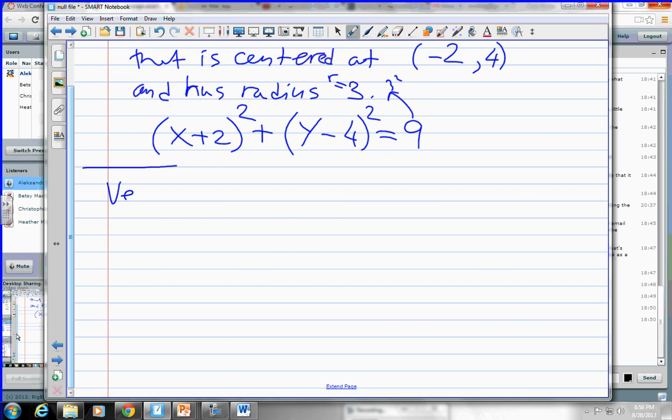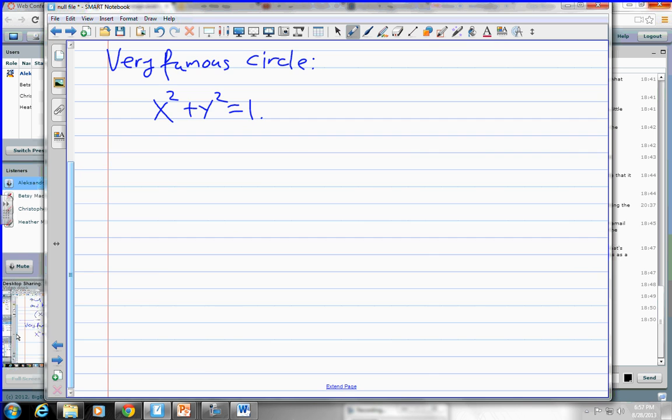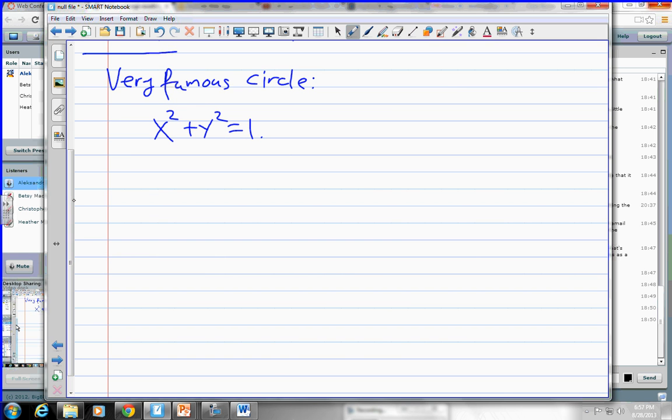Here's the very famous, the most famous circle. The celebrity among circles is this guy, x squared plus y squared equals 1. What is the center of that circle? 0, 0. So the center is the origin. What is the radius? 1. It's called the unit circle. You used it a lot in trigonometry and basically everywhere from there on. It's a circle that's centered at origin. So it's 0, 0.